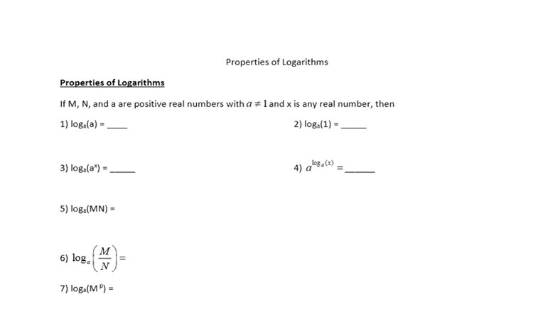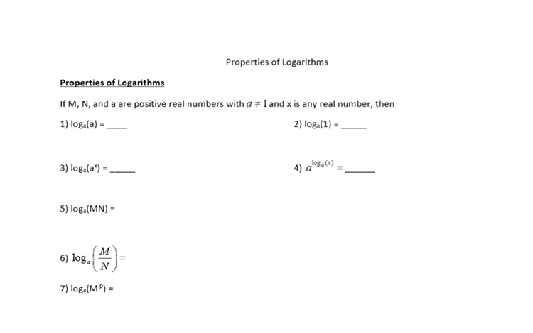In this video, we're going to talk about properties of logarithms. So if m, n, and a are positive real numbers with a not equaling 1, and x is any real number, then, let's go through each one of these on an individual basis.